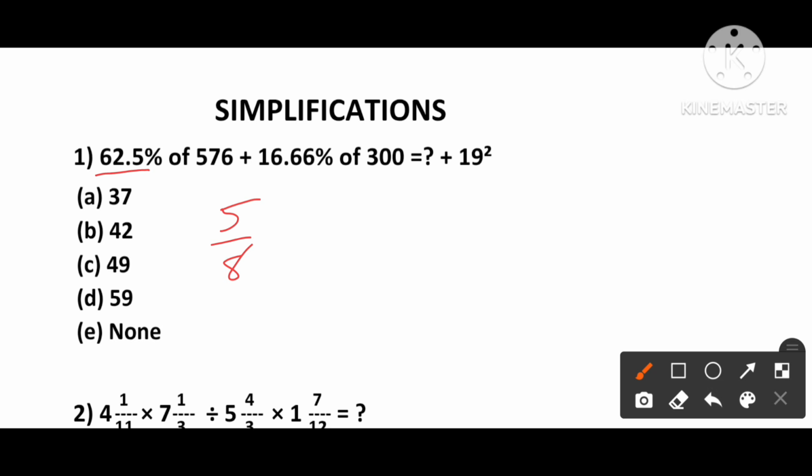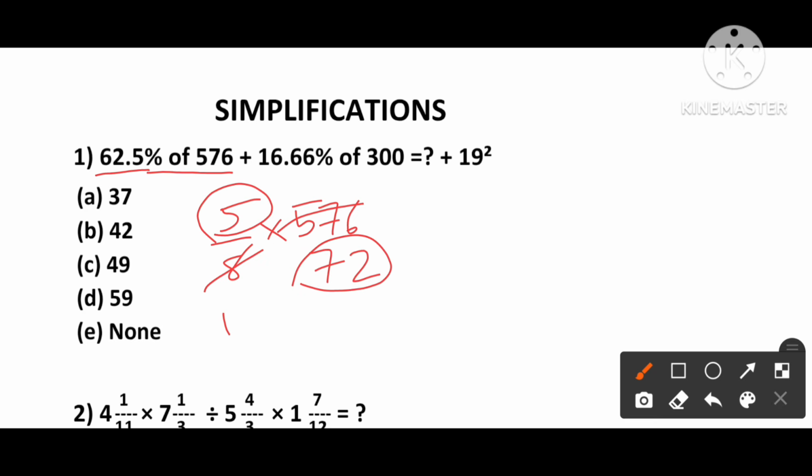It is given that 62.5 percentage of 576. 8 7 times and 2 times. 5 into 72. How we write this is 10 divided by 2 into 72. So we got 36 into 10, which will be 360. Okay.